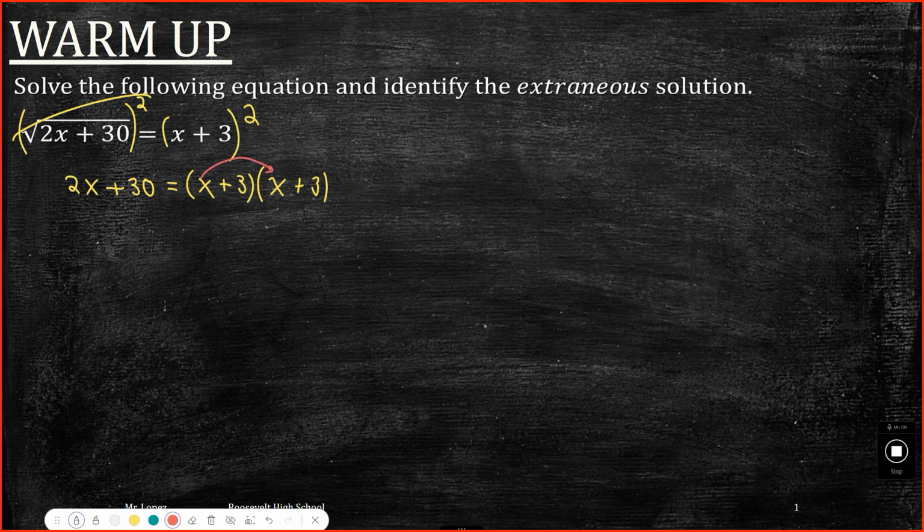X times x is what? X squared. Then x times 3 is 3x. Then 3x. Then 9. So x squared plus 6x plus 9 equals 2x plus 30.